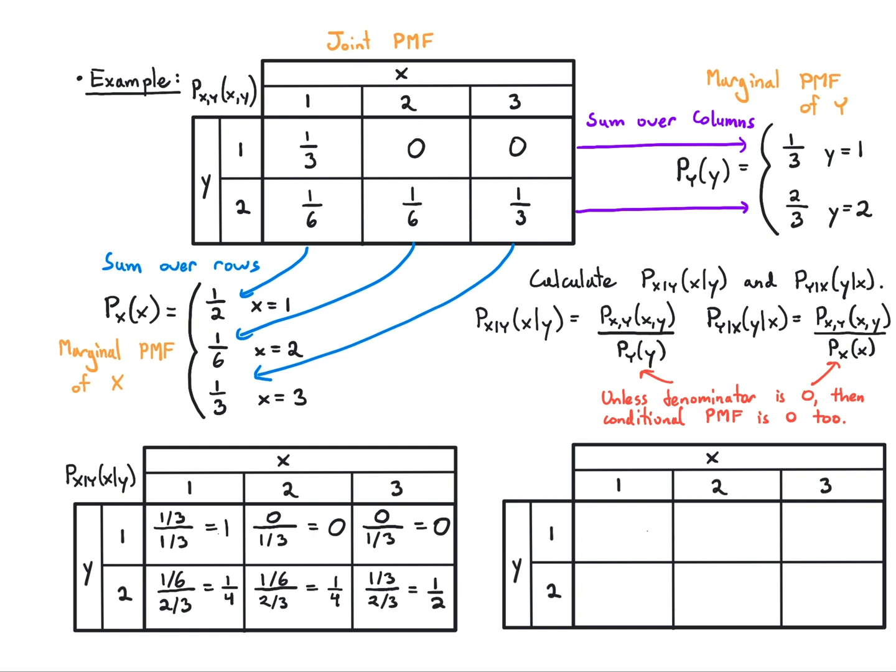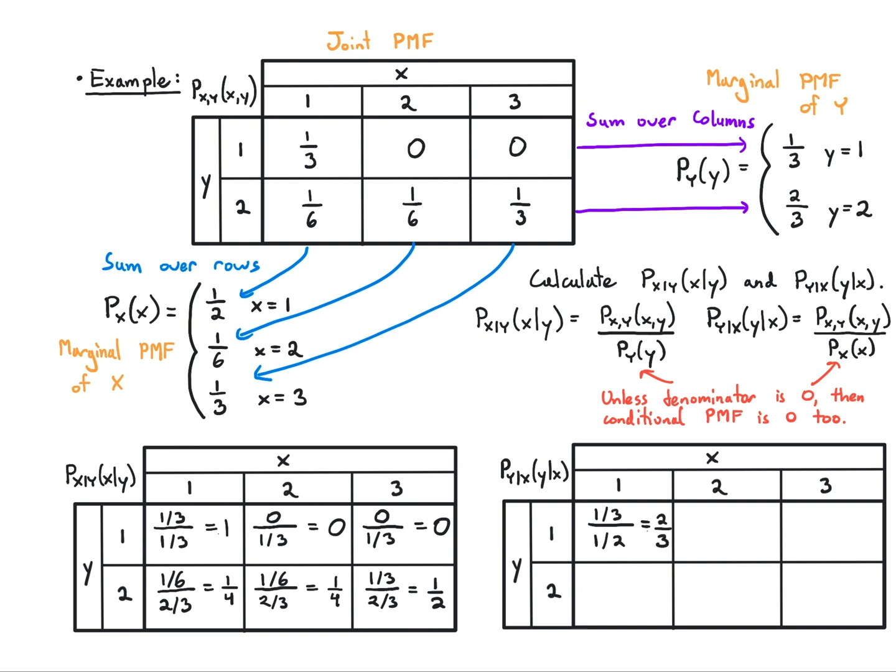So let's calculate it in the other direction. So I want to get P of y given x. Again, I'm going to pick up entries from the joint PMF, starting with a third, write it down, divide by the marginal of x now at 1, which is a half. Okay, so I get a third divided by a half, which is 2/3.